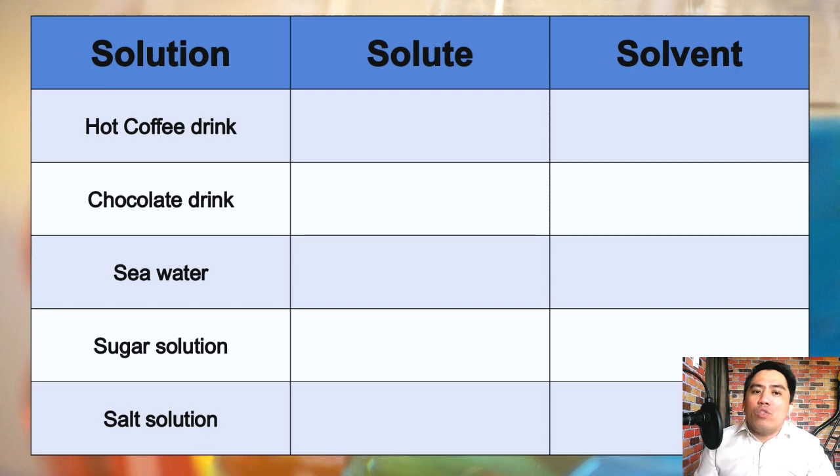Okay, how about in chocolate drinks? Ano ang solute natin dito? Of course, chocolate powder, and the solvent is water. Seawater, so what do you think is the solute? Of course, salt, and the solvent is water. Very good. Next, sugar solution. We have solute, sugar, solvent, water. And last one, salt solution. Of course, we have the salt as solute, and the solvent is water.